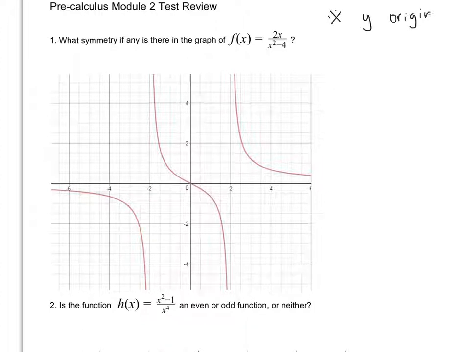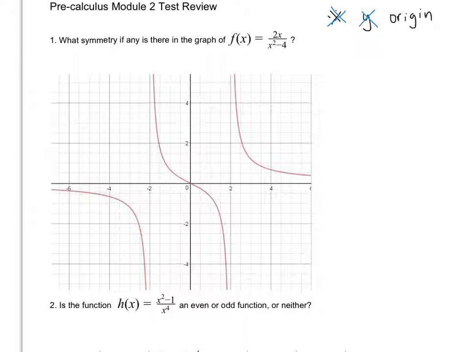So this one is certainly not going to be symmetric to the y-axis, because if I flip it, then this part here would go over here, and there's no graph here. So right away I can say it's not the y-axis. It's not the x-axis, because if it was, this part here flipped over the x-axis would look something like this, but there's no graph there. So this is definitely not symmetric to the x, not symmetric to the y.